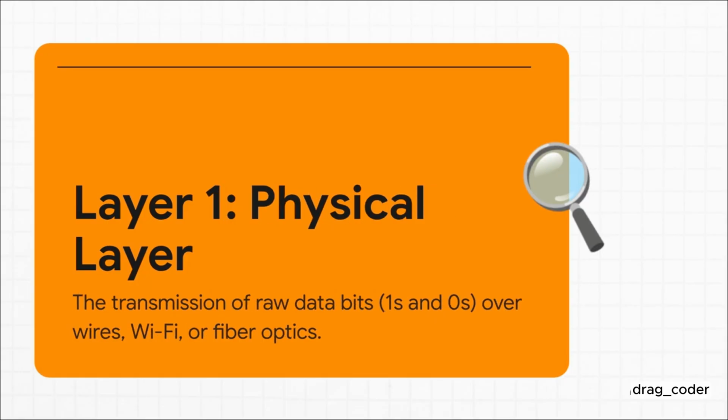And finally, we hit rock bottom, the physical layer. This is where all that data becomes an actual physical signal. It's the raw ones and zeros traveling as electrical pulses through an Ethernet cable, or as pulses of light through a fiber optic line, or even as radio waves for your Wi-Fi. This is the physics that makes it all happen.